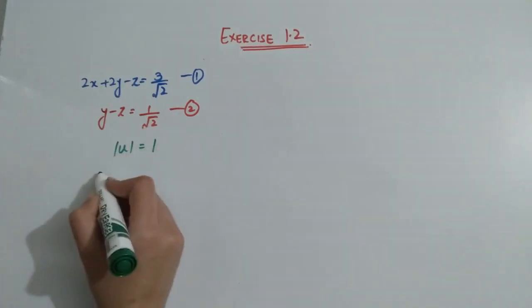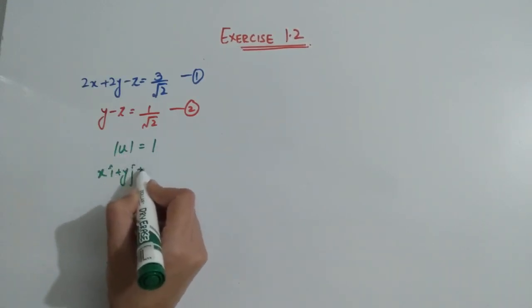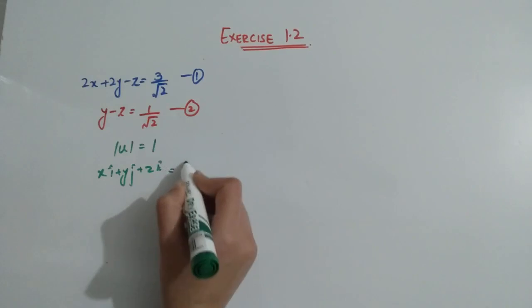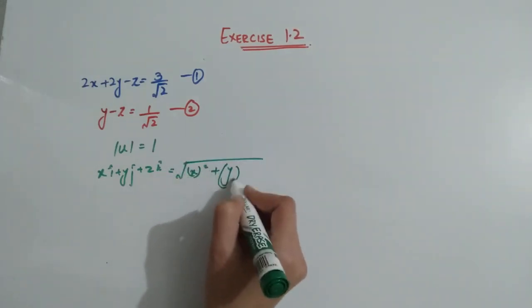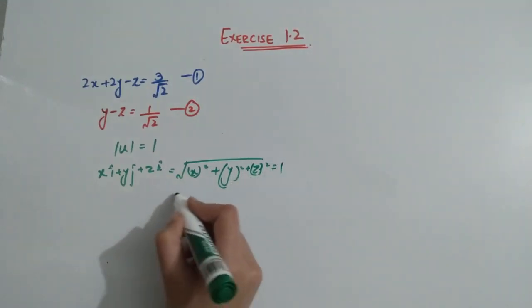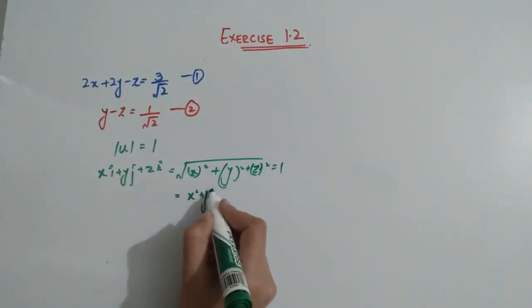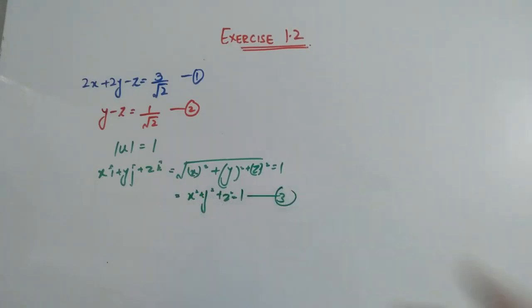What was u? u was xi plus yj plus zk. Now taking its magnitude, which is x square plus y square plus z square equals 1, or x square plus y square plus z square equal to 1. This will be equation number 3.